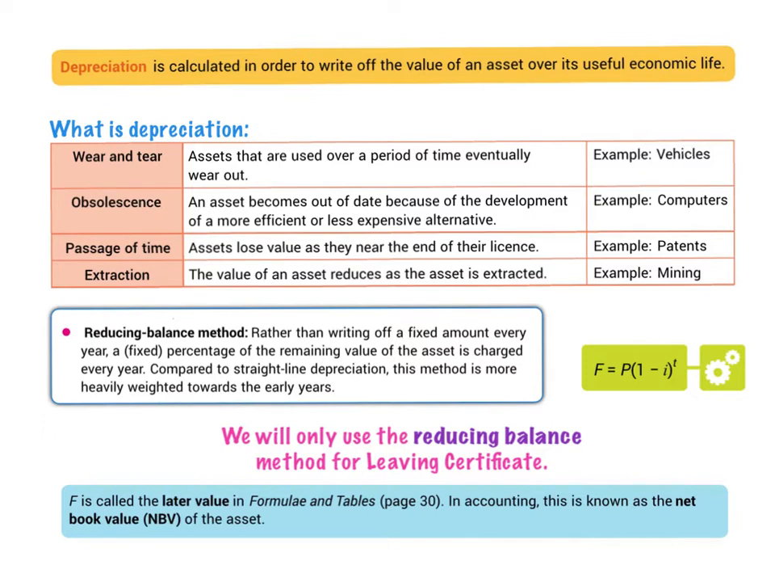It's generally for vehicles. And F is called the later value, so like what will it be in X amount of years' time. And those of you that do accounting will know this as the net book value of the asset. So what is it worth now after it's depreciated? So for those that do accounting, you'll be looking for a net book value. Those that haven't done accounting, it's the later value is what the F is. And we'll look at that in a couple of questions.